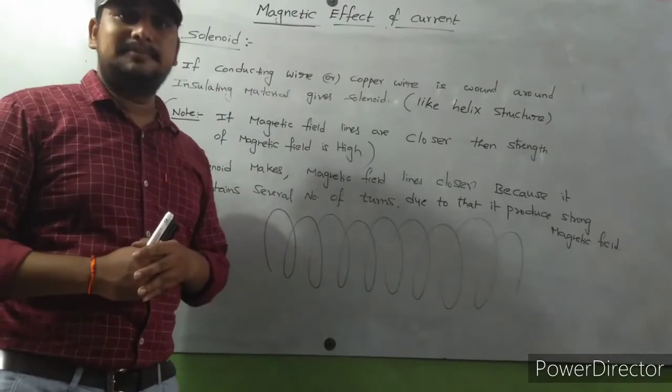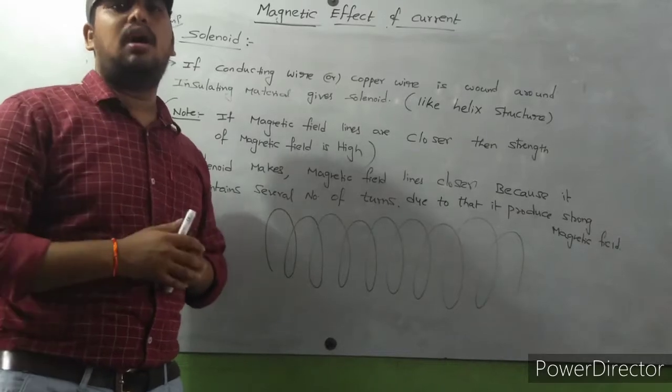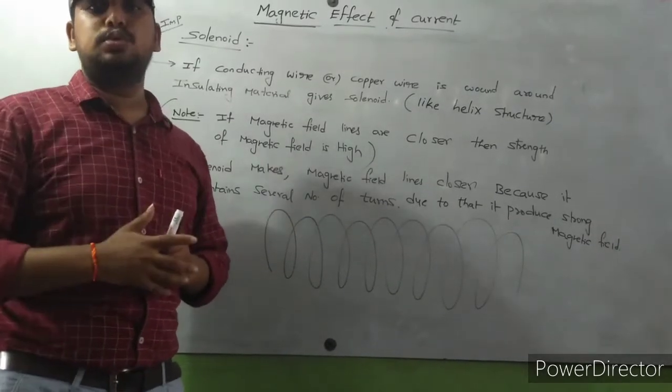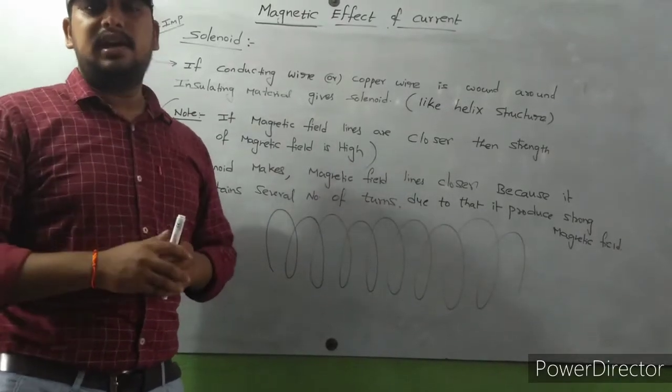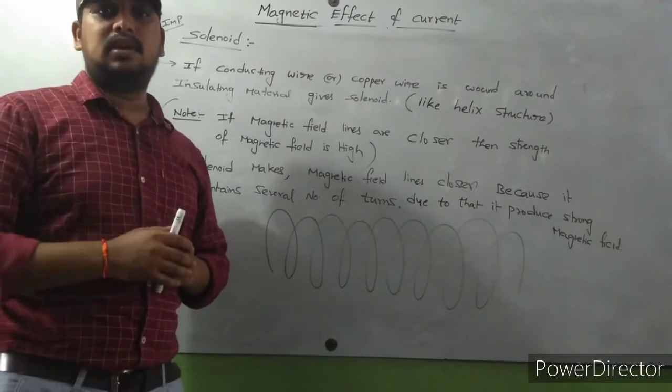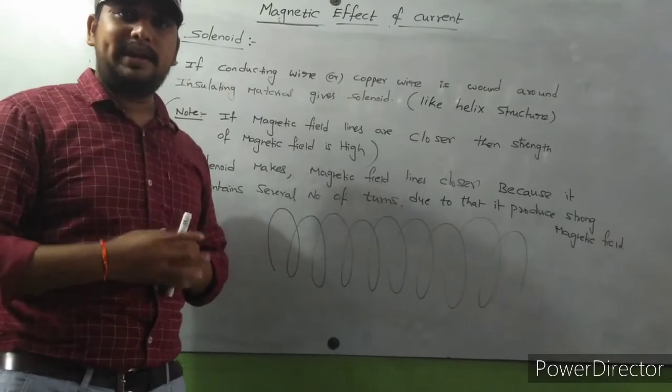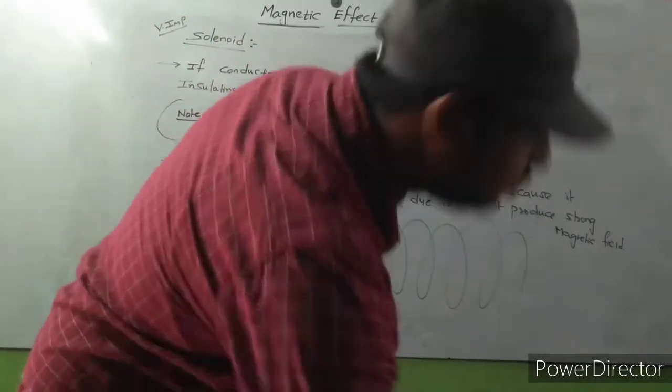Now I will discuss the formula of the magnetic field due to a solenoid. We will discuss the case where the point is considered inside the solenoid, at the edge of the solenoid, and outside of the solenoid.